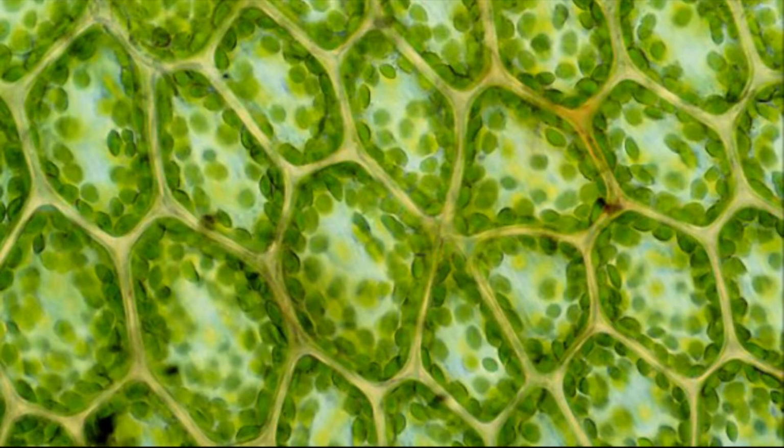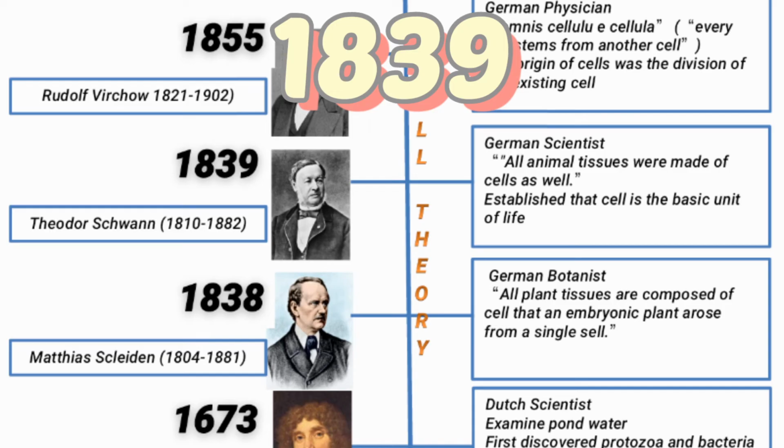In 1839, Theodor Schwann, a German biologist, reached the same conclusion as Schleiden about animal tissue being composed of cells, ending speculations that plants and animals were different in structure. Schwann described cellular structure in animal cartilage.